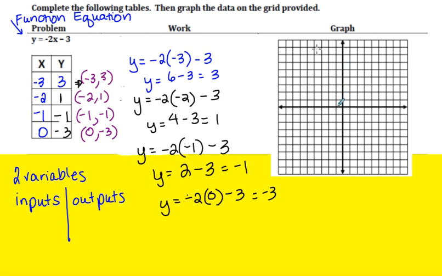I'm going to plot each of those points. So -3, 1, 2, 3. -2, 1. -1, -1, and 0, -3. They actually create a line because this is a linear function. So I'm going to draw a line through those points, go off the graph, put arrows at the end indicating that it has gone on forever.